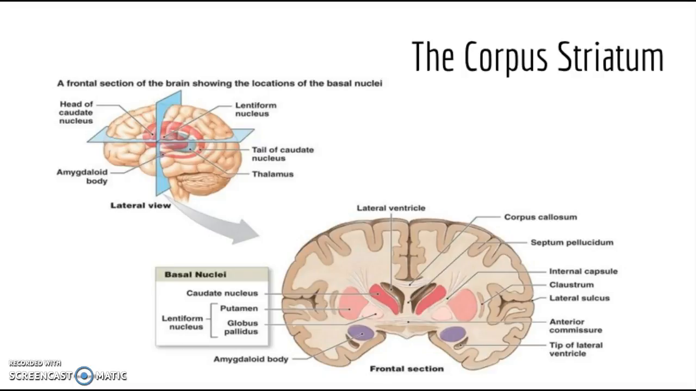Here we have a frontal section of the corpus striatum. A lot of the times you will hear the putamen and the globus pallidus referred to as the lentiform nucleus or nuclei, and then there's also the caudate nucleus, but all 3 of these portions make up the corpus striatum.